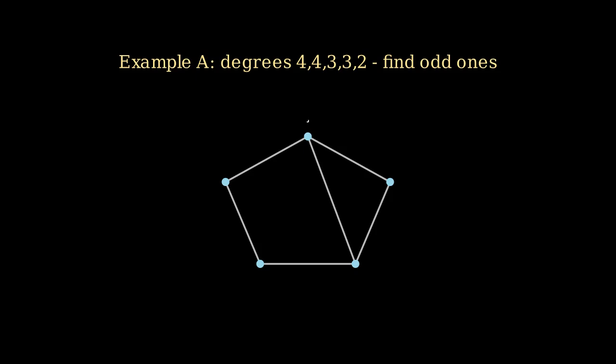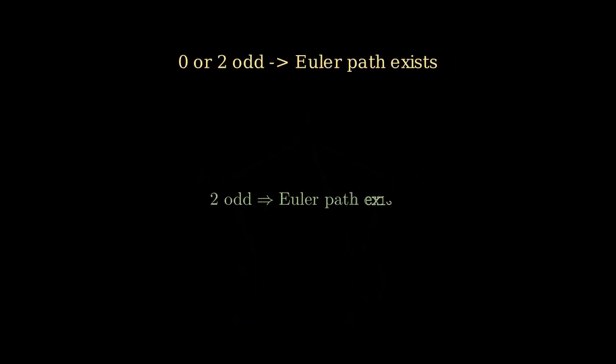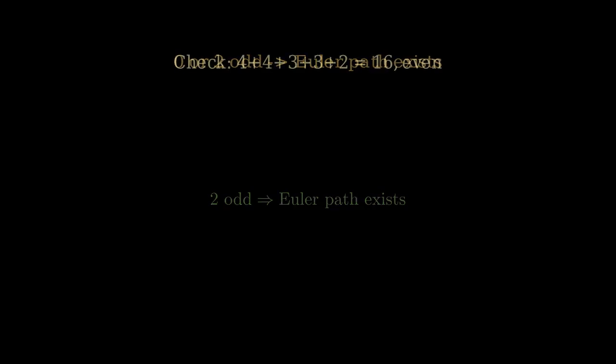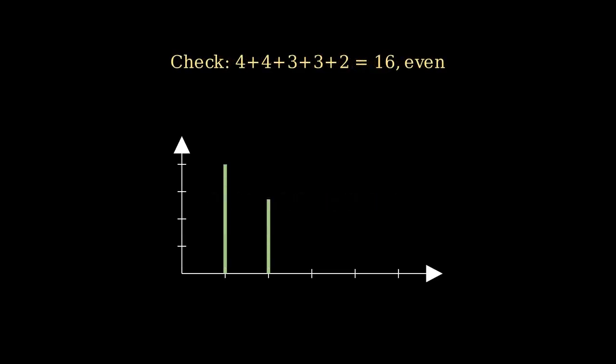Worked example A. A graph has vertices with degrees 4, 4, 3, 3, and 2. Does an Euler path exist? Step 1. Identify the odd degree vertices. The 2 vertices with degree 3 are odd, everything else is even, so exactly 2 vertices have odd degree. Step 2. The rule for an Euler path requires exactly 0 or 2 odd degree vertices, and we have exactly 2, so yes, an Euler path exists, and it must start at one of those 2 odd degree vertices and end at the other. As a sanity check, the degree sum here is 4 + 4 + 3 + 3 + 2 = 16, an even number, exactly as the Handshake Theorem requires.